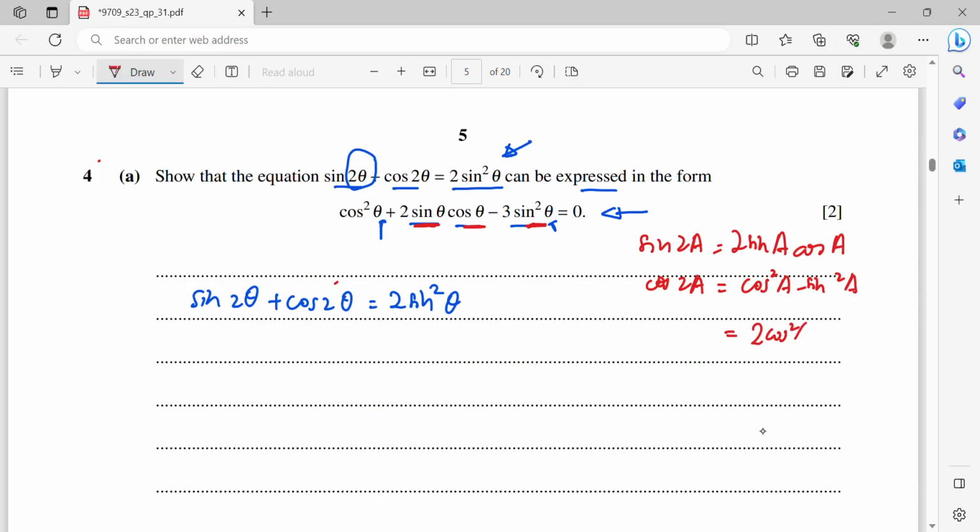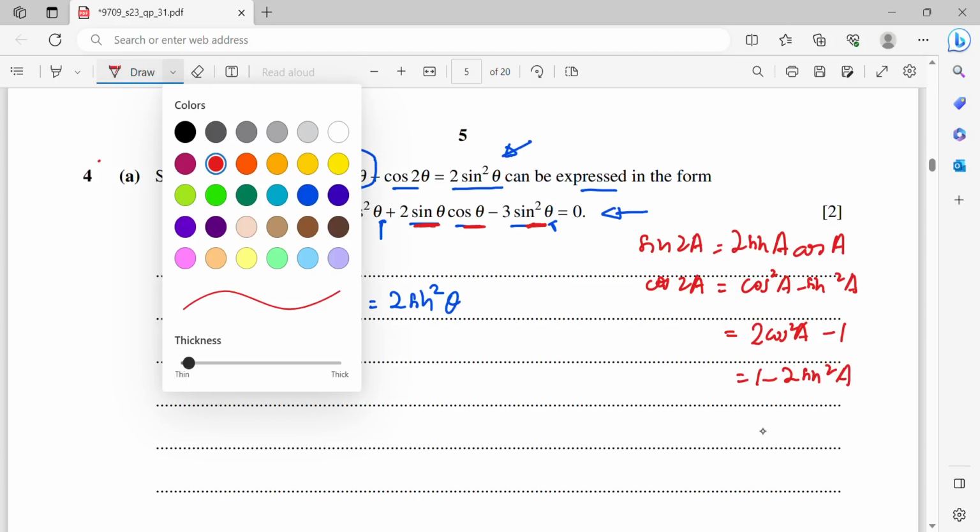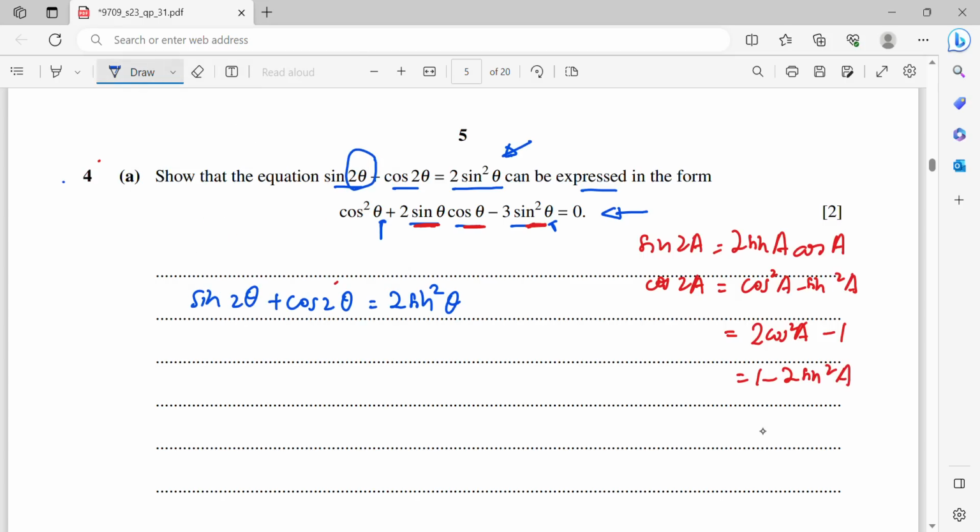The second form will be 2 cos squared a minus 1, then the last is 1 minus 2 sine squared a. Okay, so now to solve this question, the first term sine 2 theta you refer to sine 2a, which means now your a is the theta. Then I will get 2 sine theta cos theta. So here is my term, 2 sine theta cos theta. I found the second term in the result.